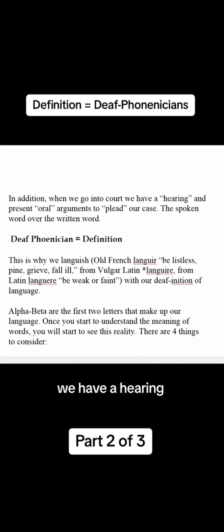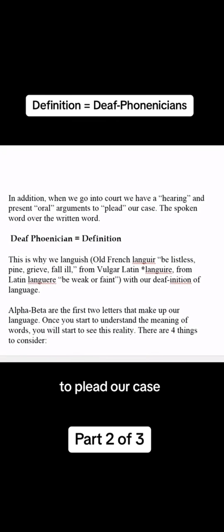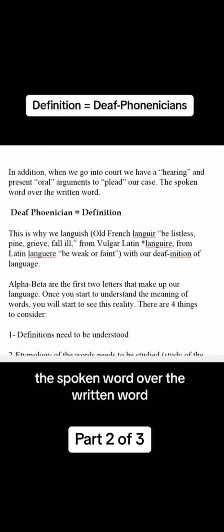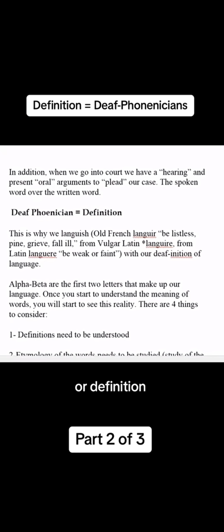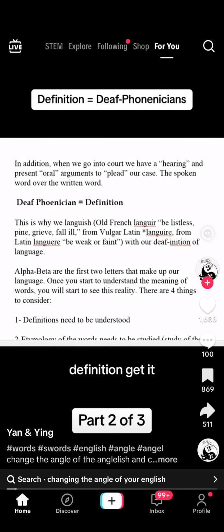All right, we can go into court. We have a hearing and present oral arguments to plead our case. The spoken word over the written word. That's why it's Phoenician or definition. Definition. Get it?